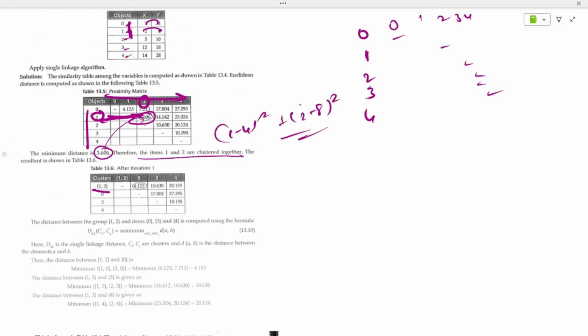When you are finding out 0, 1, 2, 3, 4 against 0, 1, 2, 3, 4, 0 to 0 and all, it will be null. 0 to 1, when you are finding, that means you have to consider both. 1 minus 4 whole square plus 2 minus 8 whole square. If you do this, you will be getting the value 4.123. The same way you have to consider the minimum value, combine the cluster and go.